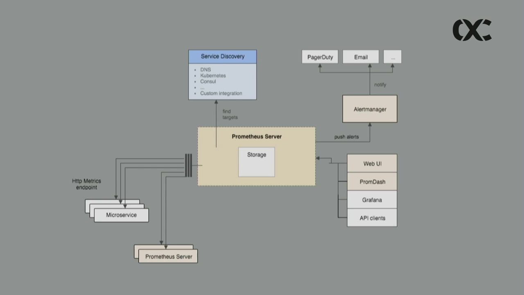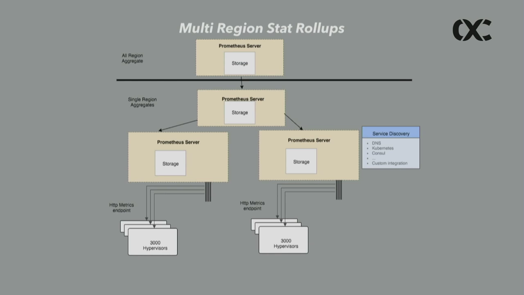And what happens when you want to get aggregates across an entire region? Well, you have a Prometheus that scrapes other Prometheuses. And we have a diagram here. What happens when you want to find the aggregate across all 8 of our regions? In New York, we have our special Prometheus cluster, which goes and scrapes the Prometheus in all 8 other regions that we have. So it's kind of like turtles all the way up. So you can get a really nice view.